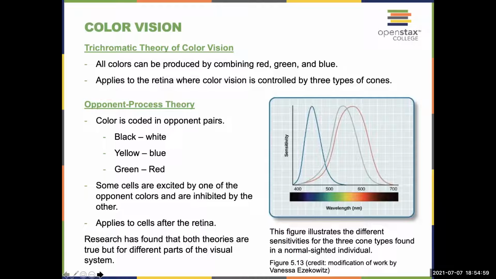And then there is the opponent process theory that color is coded in opponent pairs. So in other words, black, white, yellow, blue, green, red, right? And that theory goes to say that some cells are excited by one of the opponent colors and then are inhibited by the other color, which is really an interesting theory, right? And this applies to cells in the retina. And what research has found is that both theories are true, but for different parts of the visual system. So it's just interesting how different parts of the brain, cells, right, get specialized.